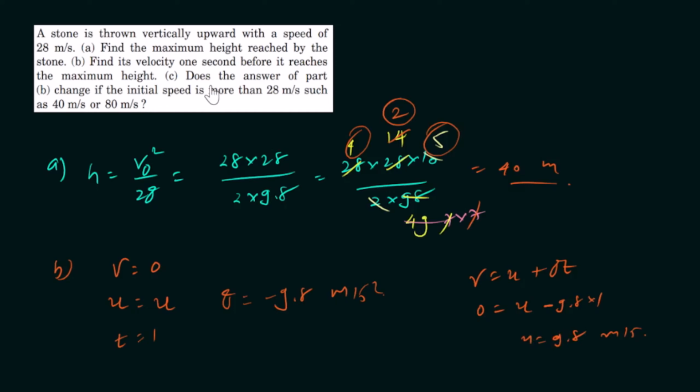So our next part is, does the answer of part B change if the initial speed is more than 28 meter per second, such as 40 meter per second or 80 meter per second? Do you really think it will change? The final speed is going to be 0, and we always take the time interval as 1 second. So the answer of part C will also be the same as part B.